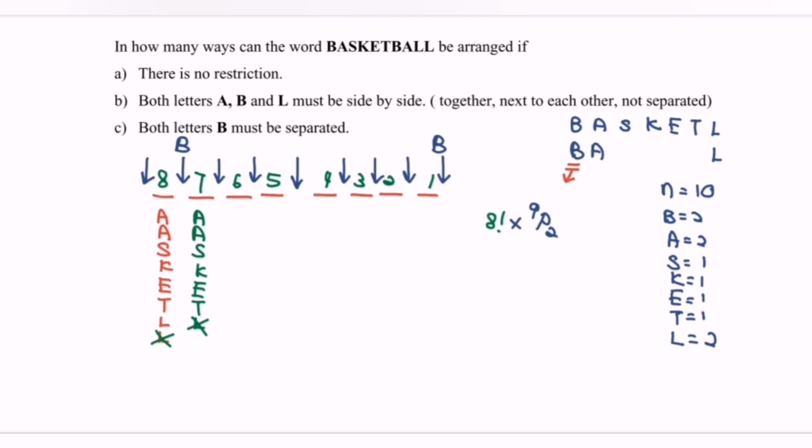So kindly refer to the situation. Inside this part, we notice that we have repetition cases. So what we can do is to divide by 2 factorial for the B, 2 factorial for the A, and 2 factorial for the L. So as a conclusion, we will have 36, 28, and 80 for the possible situations that we can have for C.